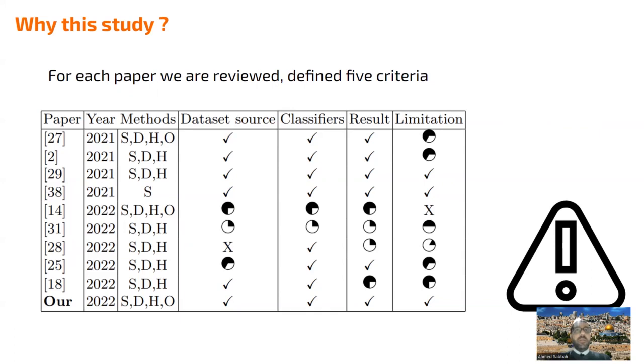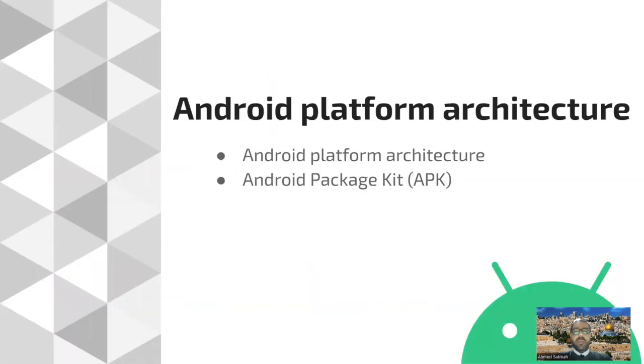Then we determine the dataset used, the number of malware and independent benign applications for each experiment. Then what classifiers or methods were used to classify or detect the malware, and the result of the best classifier if it uses machine learning. Then we define the limitation for each paper. And finally, we define the research direction and highlight the open and challenging issues for malware detection.